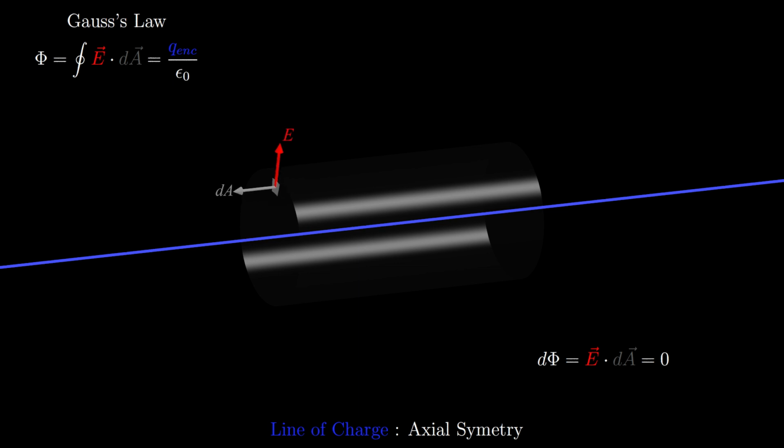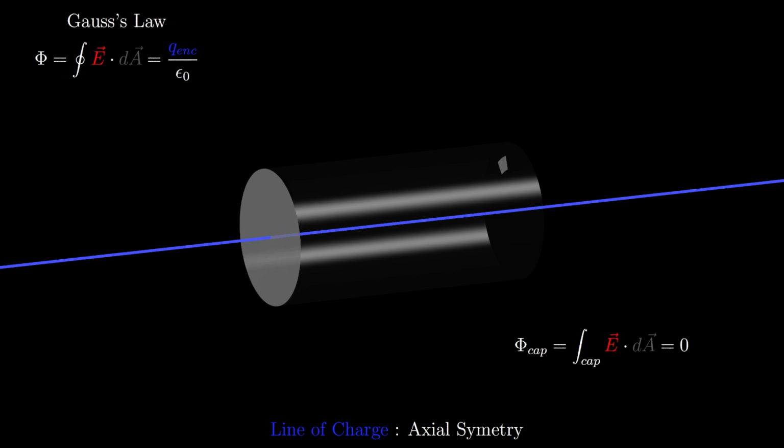As a result, the flux contribution for any patch on the caps is 0. Because every such patch has 0 flux, the net result of integrating the contributions of the flux from the caps will also be 0.